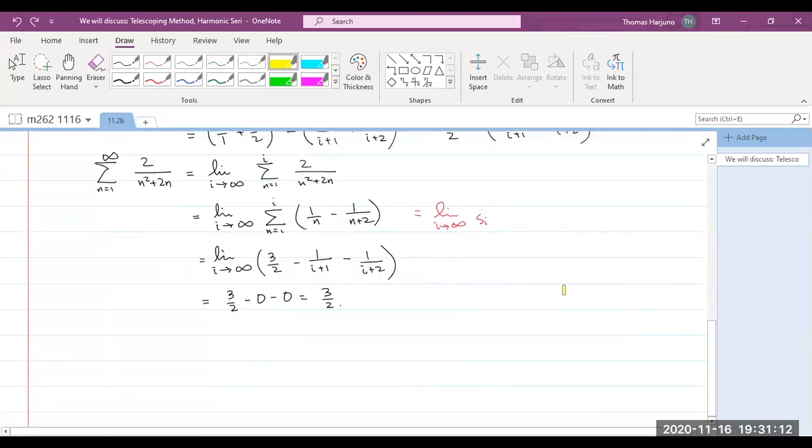Okay, now some problems actually appear a lot easier than that. For example, number 44 from 11.2, the sum of n from 1 to infinity of natural log of n over n plus 1.